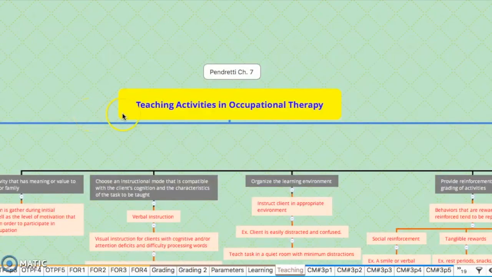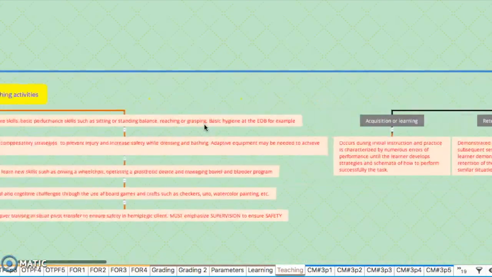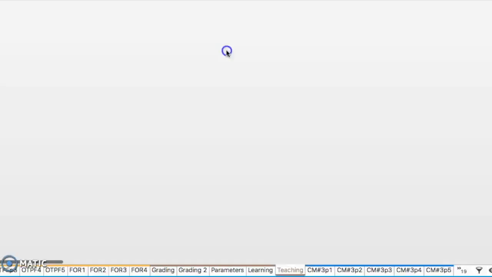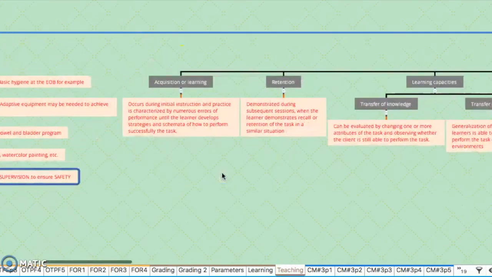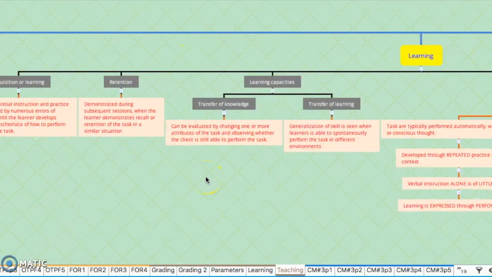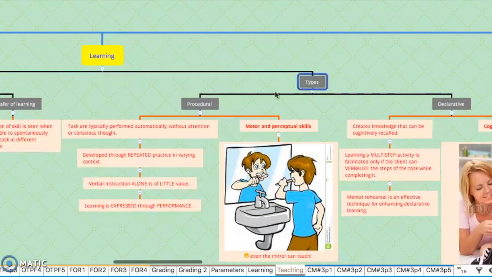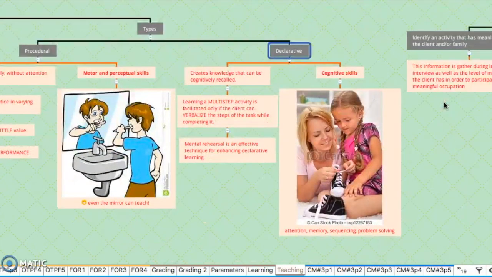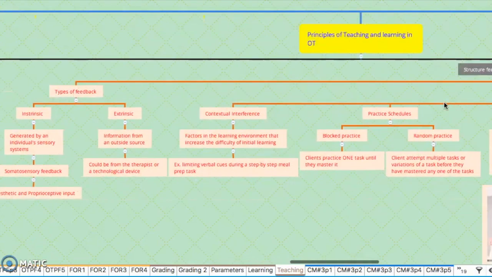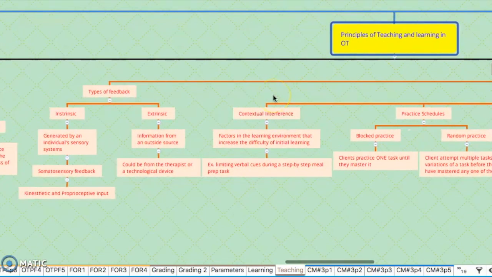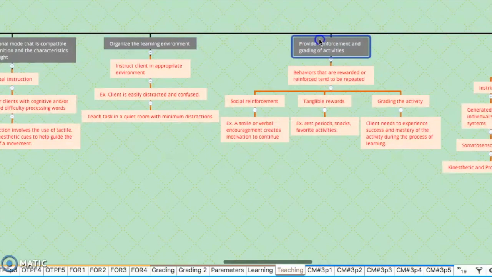The map I will be discussing is on Pedretti Chapter 7, which is about teaching activities in occupational therapy. And first we have reasons for teaching activities. And information on learning, such as the acquisition, retention, capacities, and types, which include procedural and declarative. And we have principles of teaching and learning in OT, as listed right here.